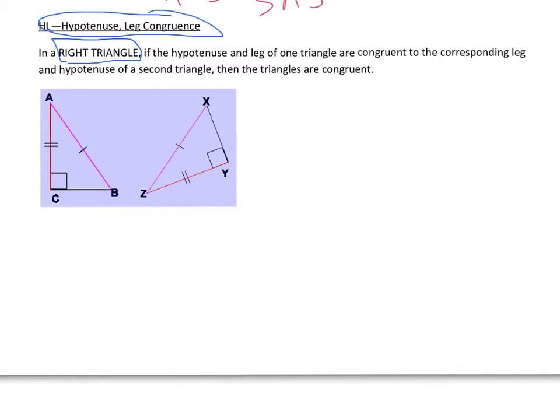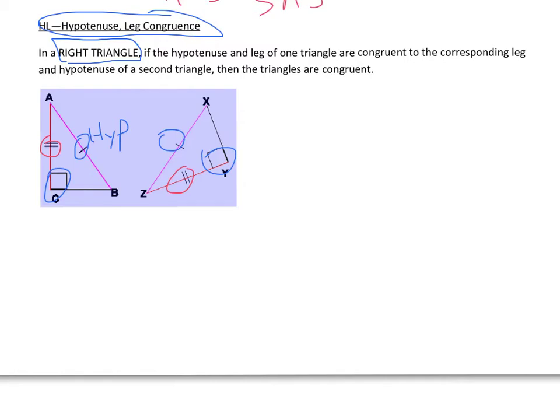So if we know we have a right triangle, obviously it's got to have a right angle in it, and notice this is the hypotenuse, and that's congruent to the hypotenuse here, and then one of the legs, does not matter which one, so we have this leg AC congruent to this leg, then the triangles are congruent.